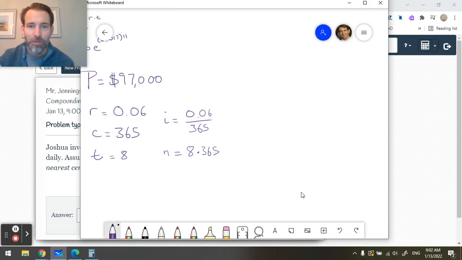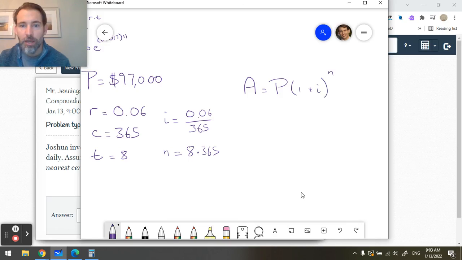Okay, so now the amount that's going to be here at the end of all of this is going to be equal to the principal multiplied by 1 plus the interest rate, this number, raised to the power n. Okay, maybe this is like the amount is equal to pin. Maybe that's how you remember it. The amount is equal to pin.